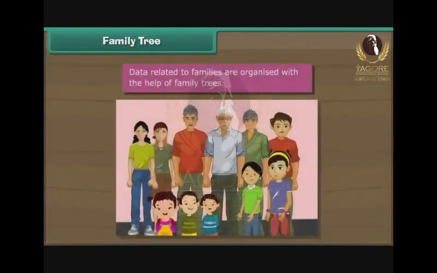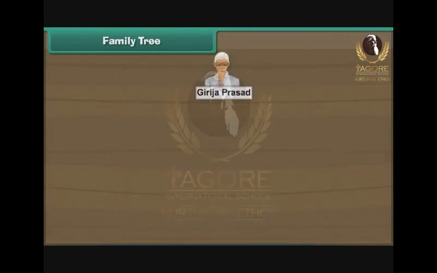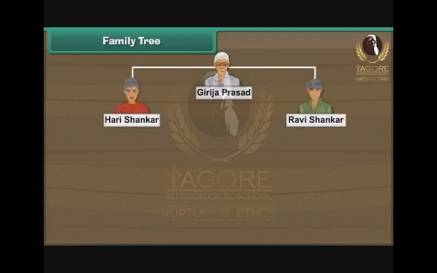Family tree. Data related to families are organized with the help of family trees. Ravi lives in a joint family. Let us represent his family with the help of a family tree. The eldest member in the family is Ravi's great-grandfather, Girija Prasad. He has 2 sons, Hari Shankar and Ravi Shankar.